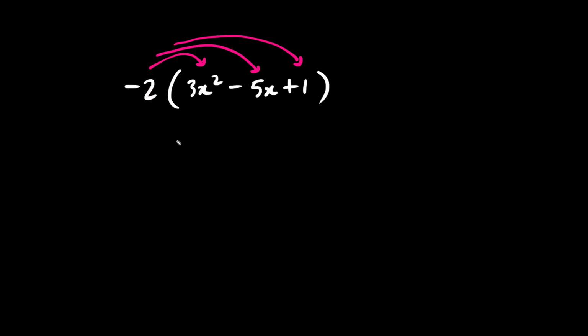3 different animals. What is negative 2 times 3x squared? We work out the number part first. Negative 2 times 3 is negative 6, and there is an x squared. Let's work on the second part. Negative times negative is positive. 2 times 5 is 10, and all we see is an x. Finally, feeding the fish, we have negative 2 times 1, which is negative 2. So this here is our expanded form.